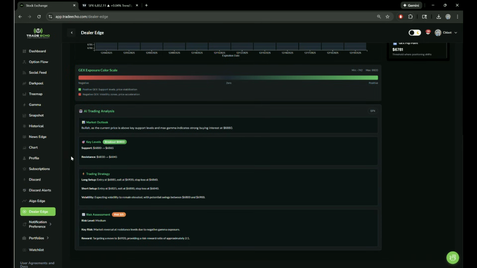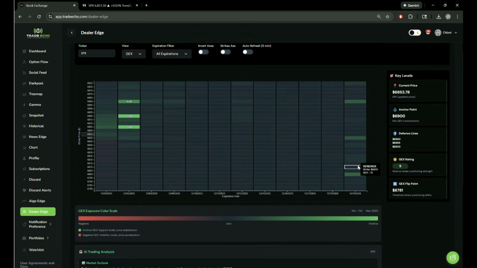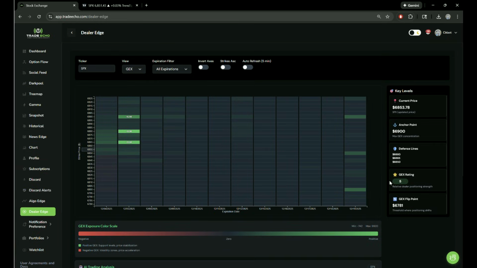This example shows how the anchor point, defense lines, rating, flip point, and strategy suggestions all work together to form a complete, actionable trading plan. That's the full walkthrough of Dealer Edge.